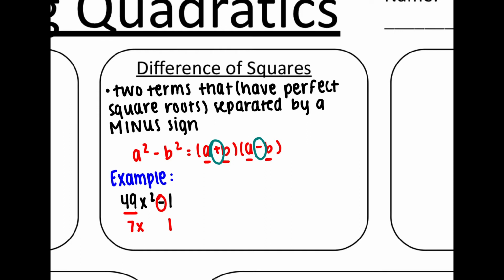So I can use the shortcut of the difference of squares, and I told you, you have two sets of parentheses. You put the square root of a squared, which was the first term, at the beginning of each parentheses. So I'm going to put 7x in front, and then I put the square root of b squared at the back of each parentheses. Now, the only thing that separates the two is one of them gets a plus sign and the other gets a minus sign. This would be the factored form of 49x squared minus 1.